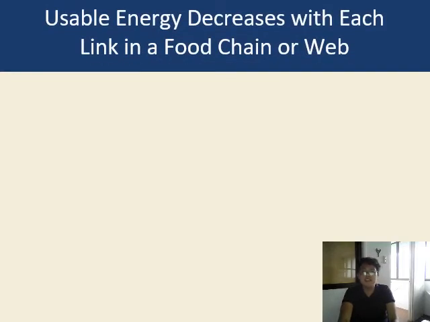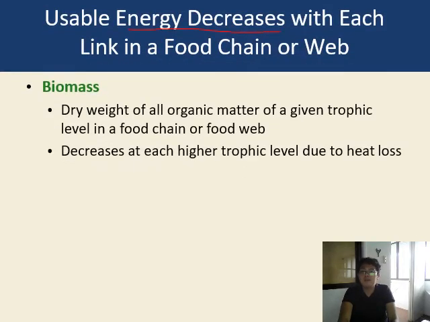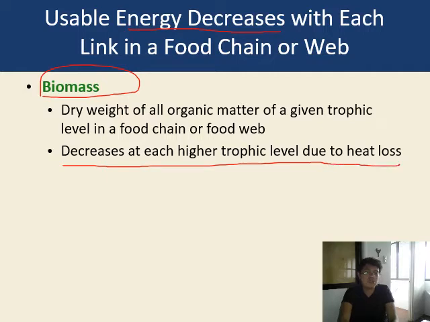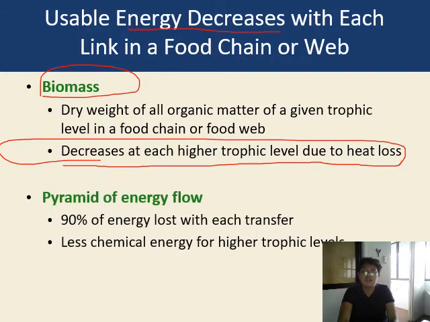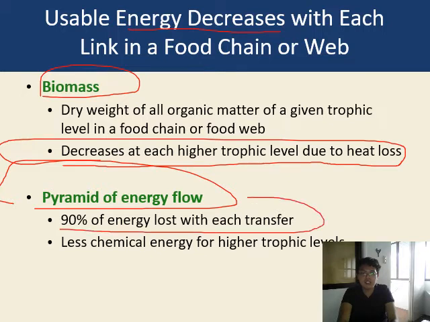Now, with each link or increase in links in a food chain or food web, energy decreases. So one of those is biomass, the dry weight of all organic matter of a given trophic level in the food chain or web. So it decreases at each higher trophic level due to heat loss. Also, in a pyramid of energy flow, 90% of energy is lost with each transfer. So there is less chemical energy for higher trophic levels.